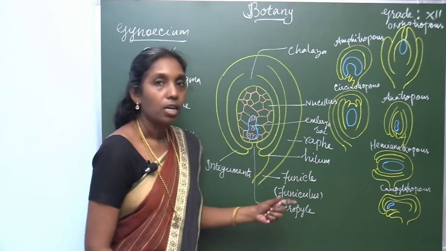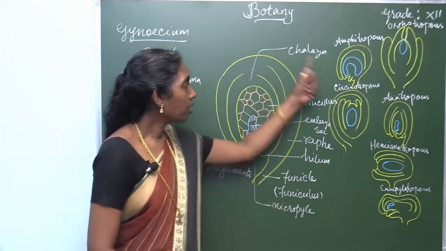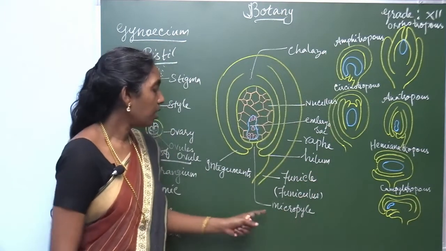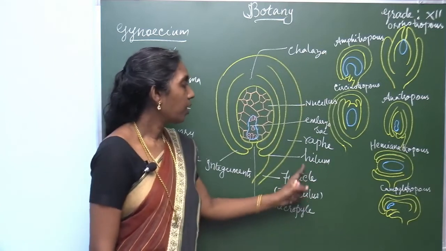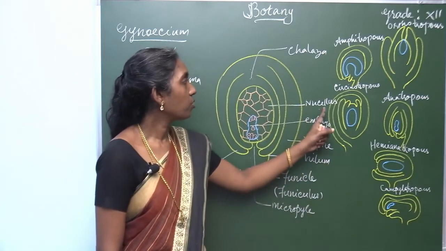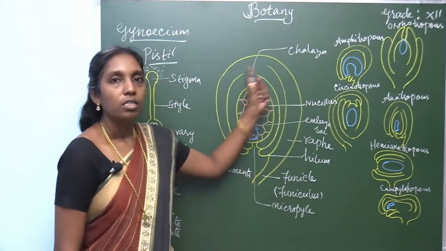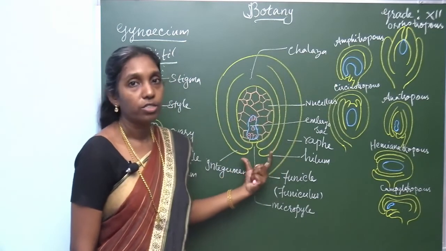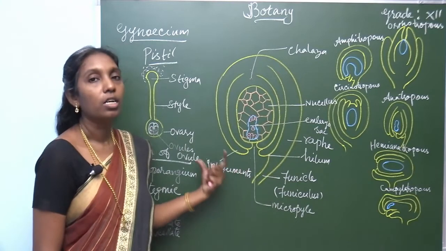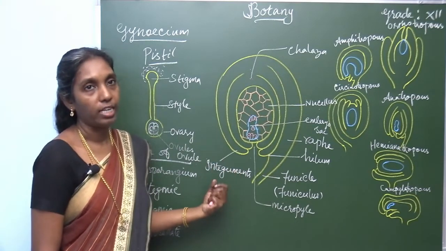All these parts of the ovule are 2-mark questions. What is micropyle, what is funicle, hilum, raphe, embryo sac, nucellus, integuments, chalasa. It reveals the structure of ovule, or it is known as megasporangium.